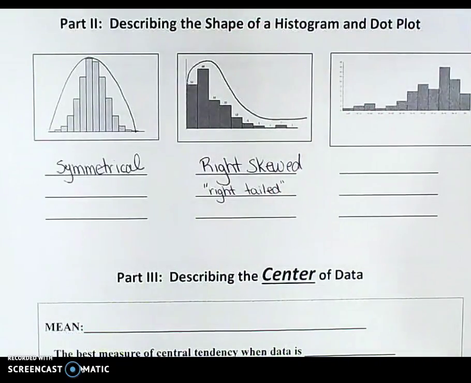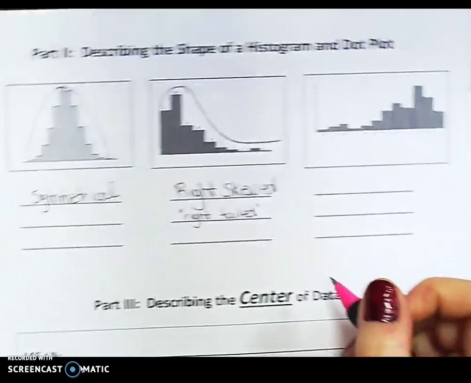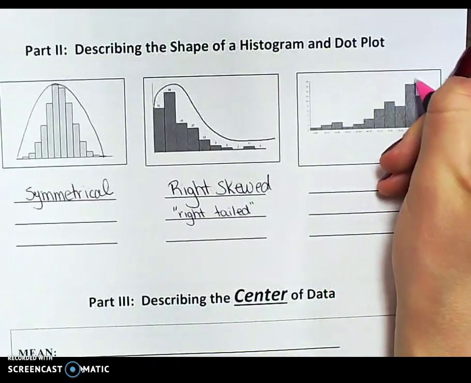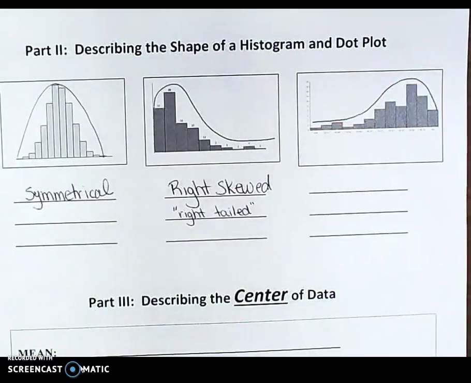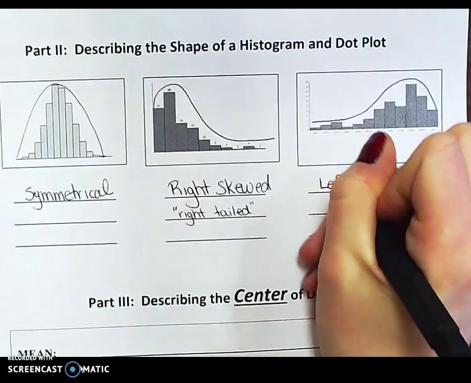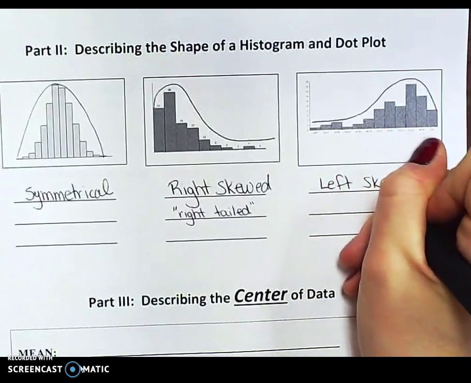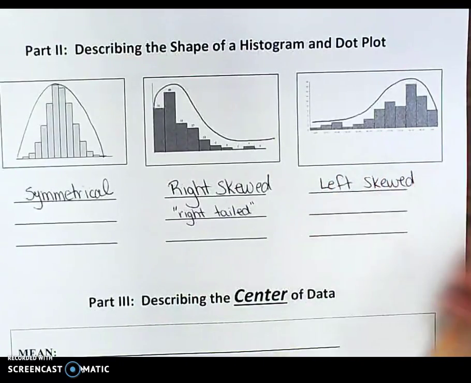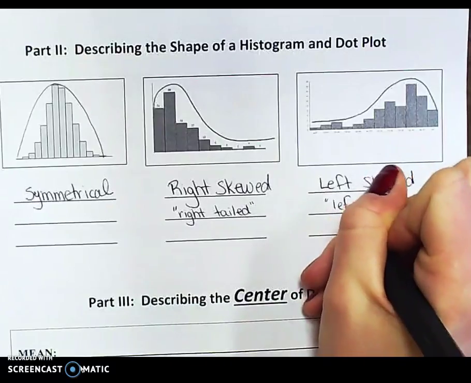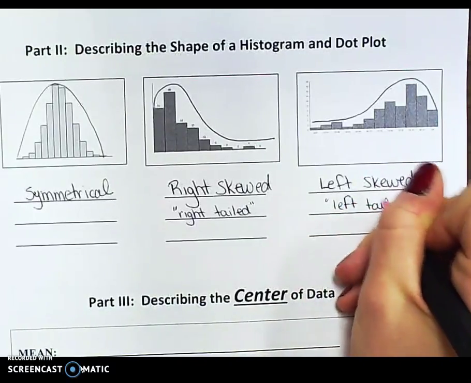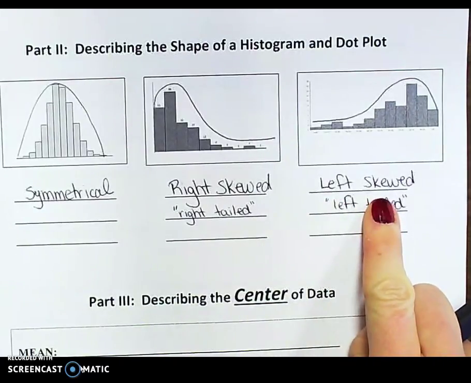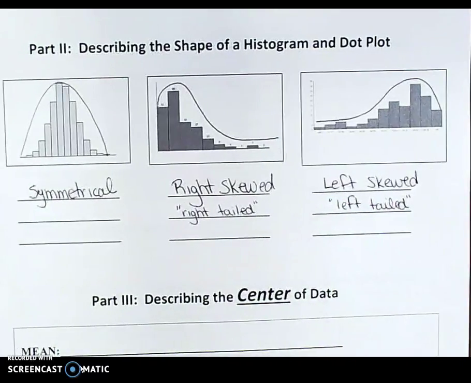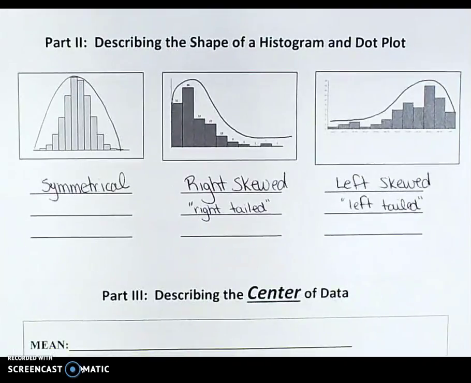That's why it's skewed that way. And if we take a look at the last data set, I see there's a big bump of data on the right and there's this tail on the left. So that means this would be called left skewed, or in other words, left-tailed data. So the tail is on the left, that makes it left skewed. All right, so these are the three different ways that you can describe the shape of the data.